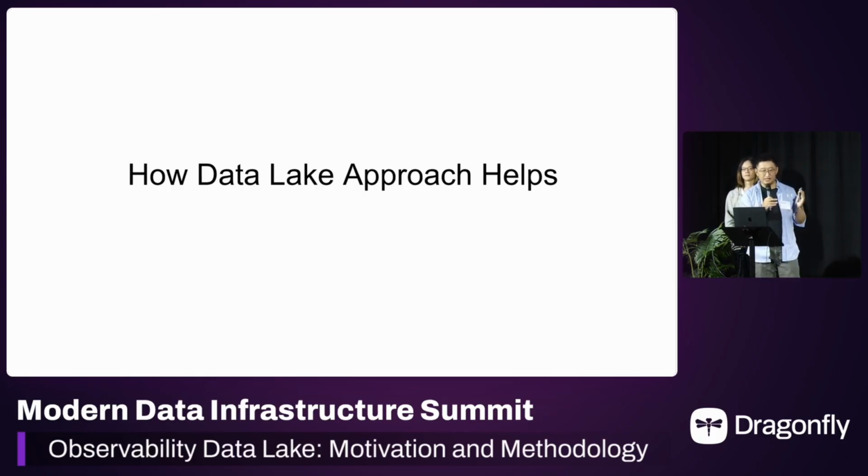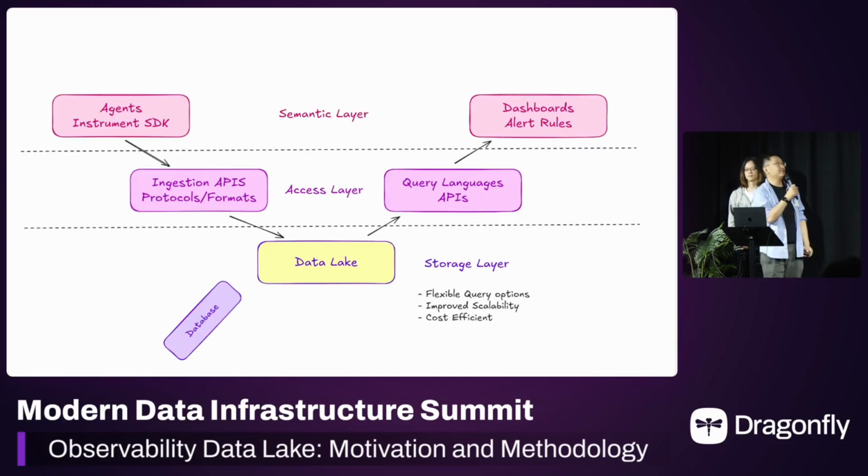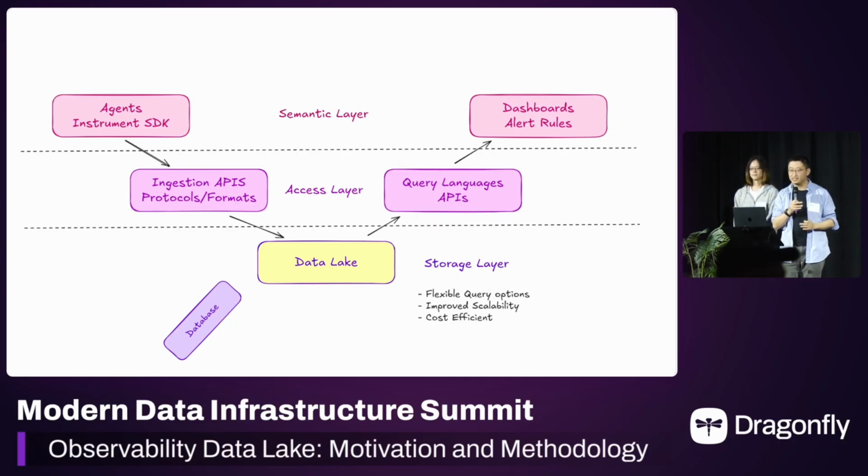Let's check how the data lake approach can help. Obviously, the first step is to replace the database with a data lake approach. A data lake approach typically uses something like object storage to reduce the cost. Also, it's more scalable. But this is just the first step. This is not everything for an observability data lake.